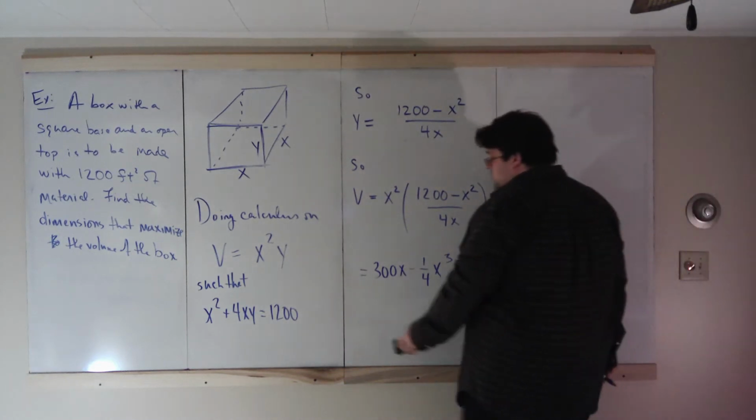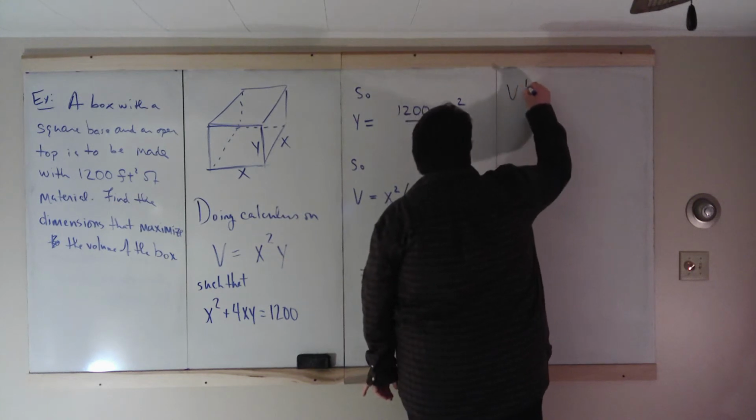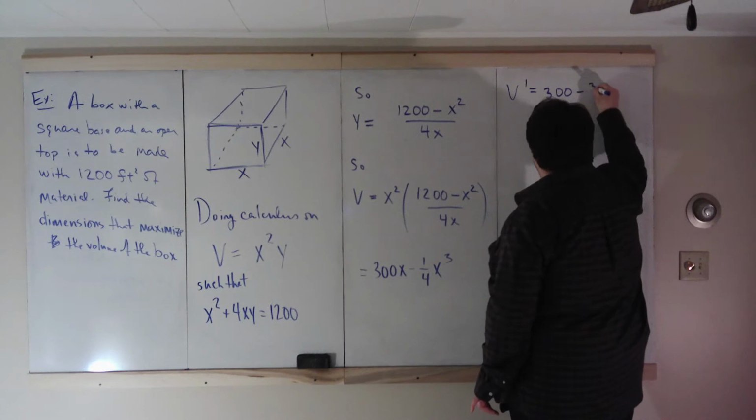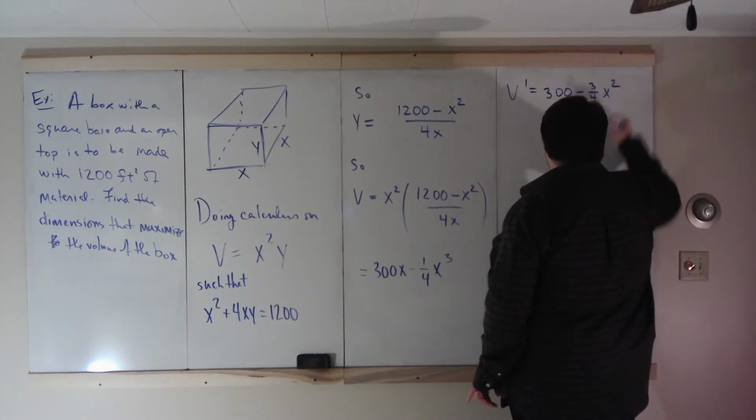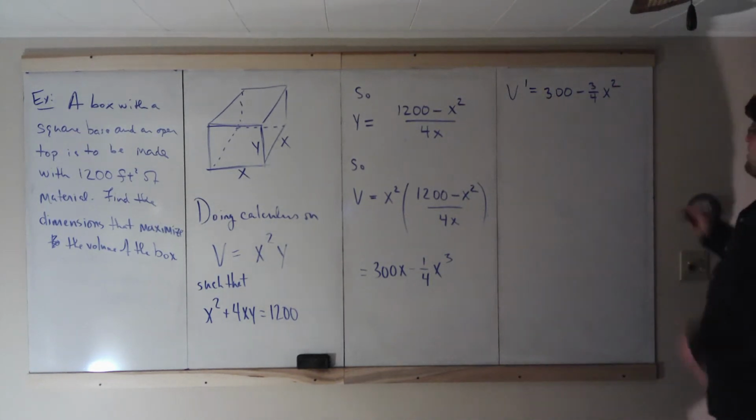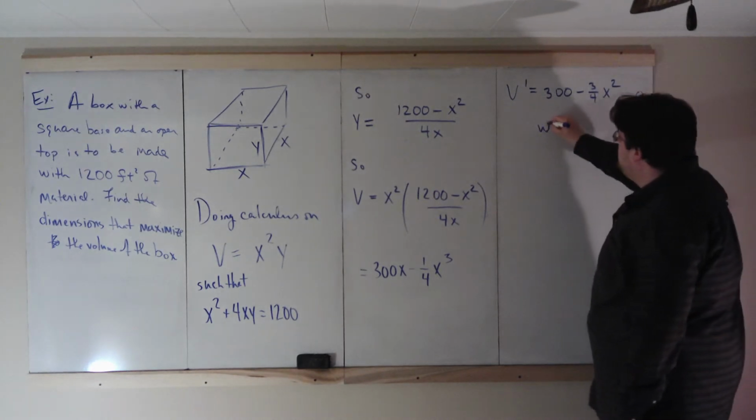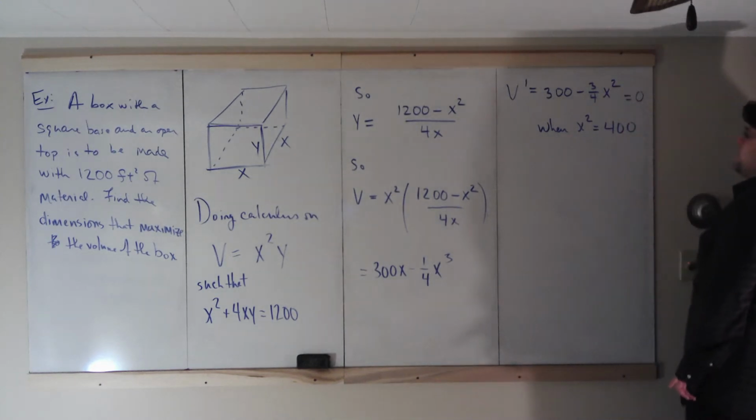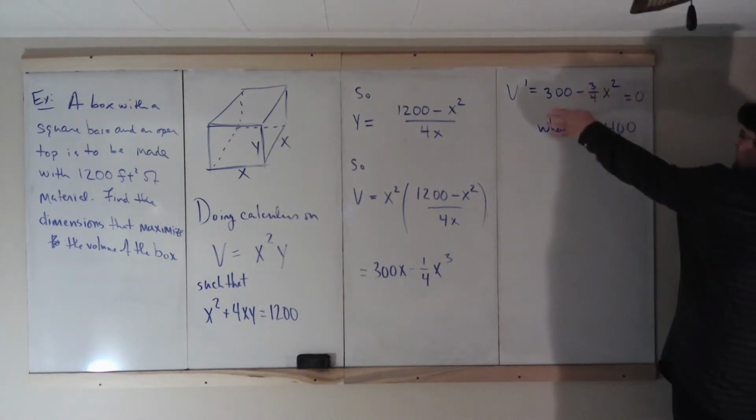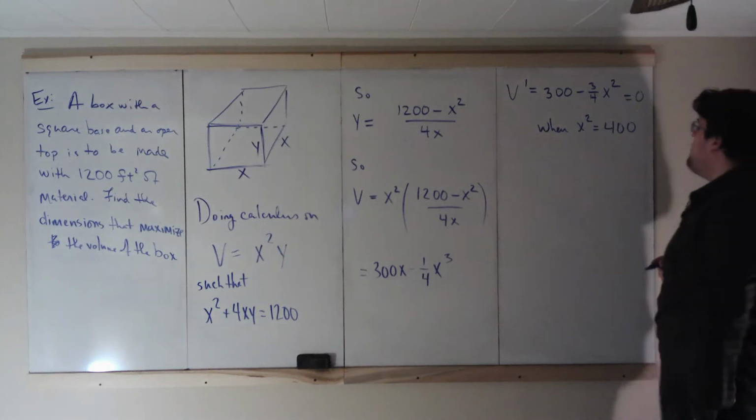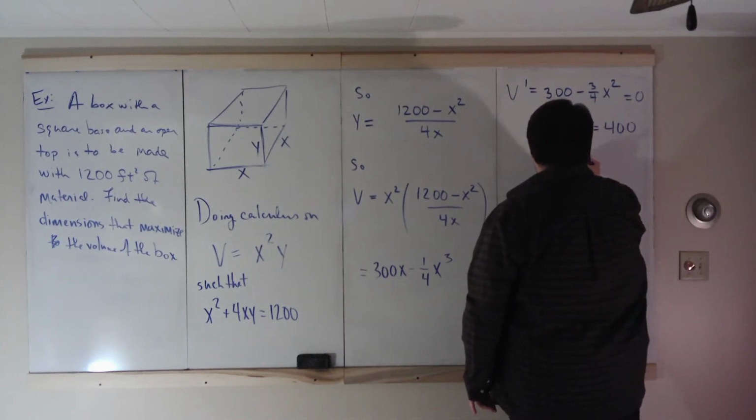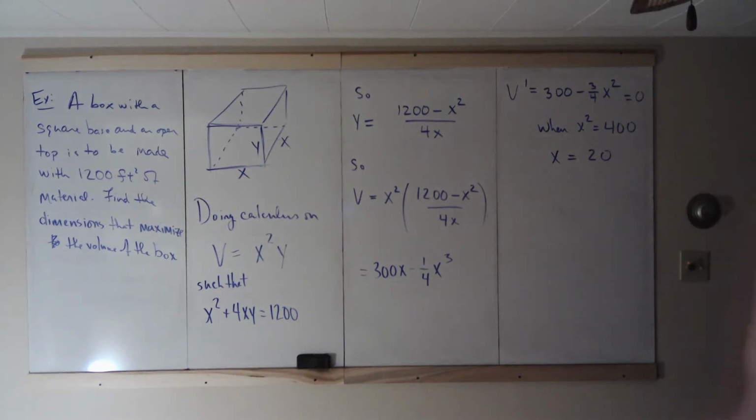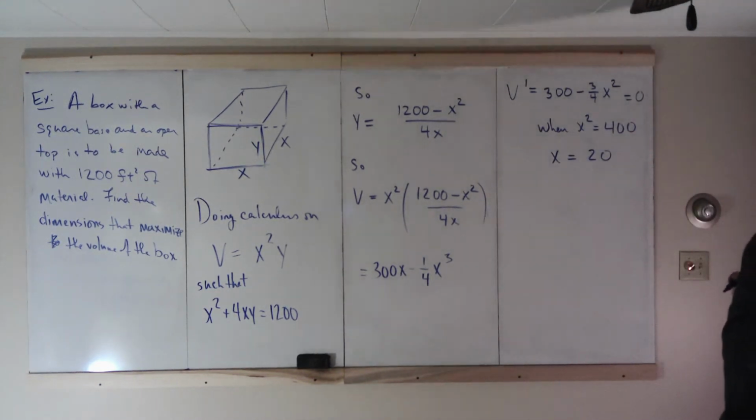We still want to find the critical points. So v prime equals what? 300 minus 3/4 x squared. We want to set this equal to 0. This equals 0 when x squared equals 400. Because if this is 400, then you get 300 minus 300 equals 0. x can't be negative. So we have x equals 20. And I walked into a table.